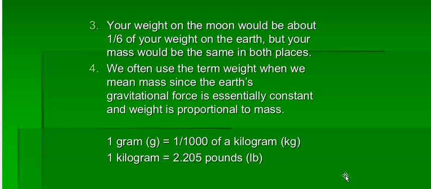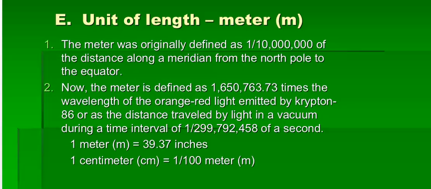I've given you some conversions here. 1 kilogram is equal to 2.205 pounds. I don't expect you to remember the conversions. This is just to kind of give you a reference point to pounds, which we're used to.